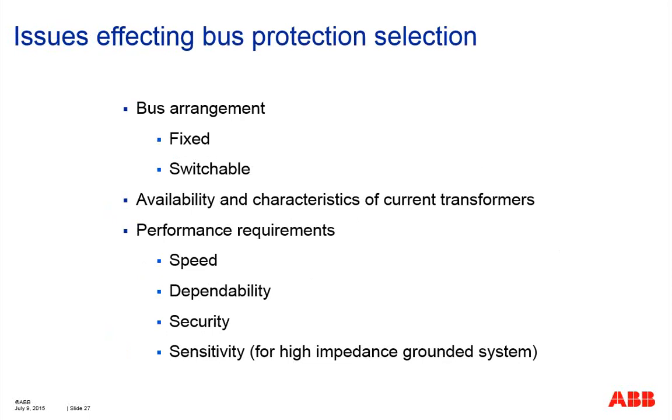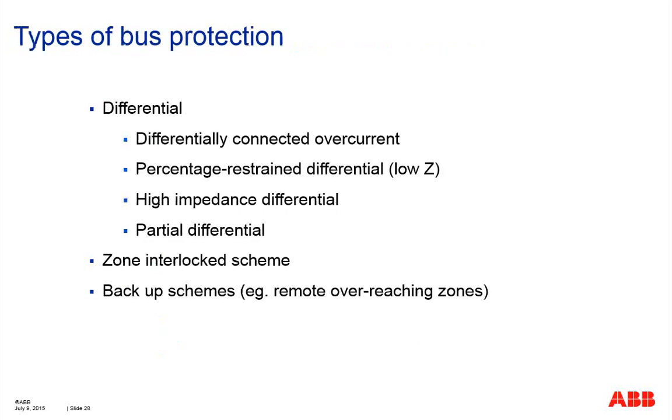Okay, so issues affecting busbar protection selection. Bus arrangement, there's fixed switchboard. We went through that. Availability and characteristic of current transformer. We went through that. Performance requirements. Typically, for modern busbar protection, when there's a busbar fault, you want to clear the fault with high speed. You need dependability. You need to be obviously sensitive enough to operate for any type of bus fault. And also, the most important is you need to be secure. You need to be selective for external faults, even under severe CT saturation conditions, you should not operate.